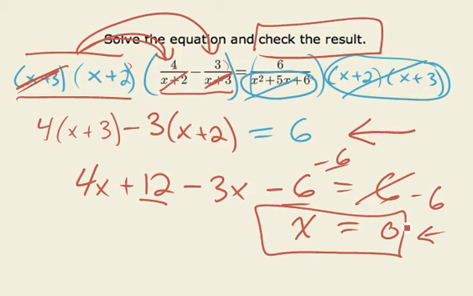If you wanted to do a little more, you could actually physically plug it in. 4 over 0 plus 2 minus 3 over 0 plus 3. That equals 4 over 2, which is 2. 2 minus 1 is 1. On the right, we have 6 over 6, which is 1.